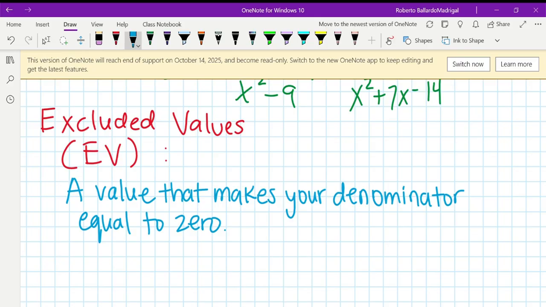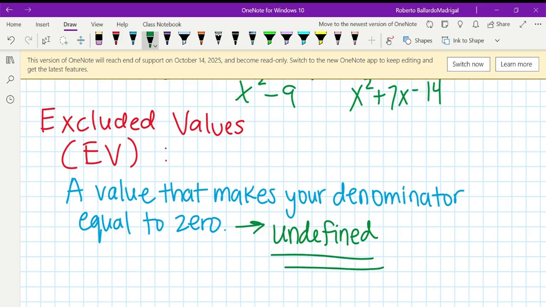And once again, 0 means undefined. When you divide by 0, you get an undefined statement. Denominator can never equal 0.